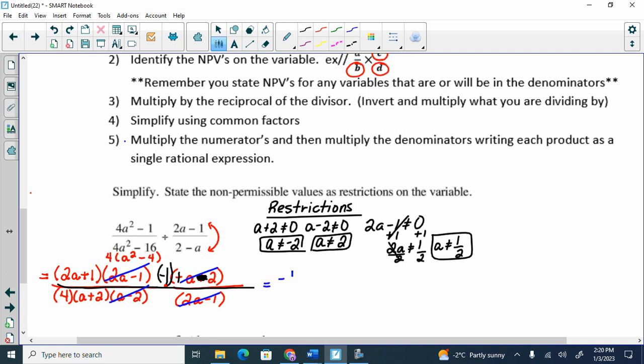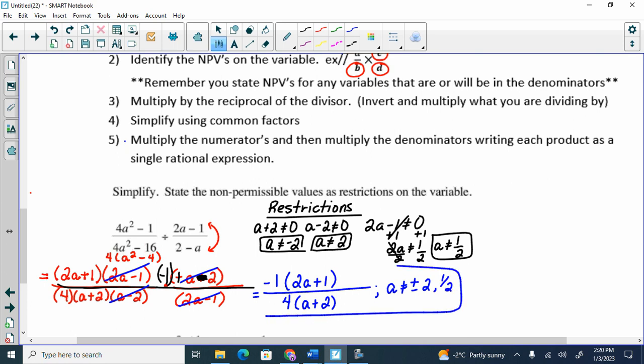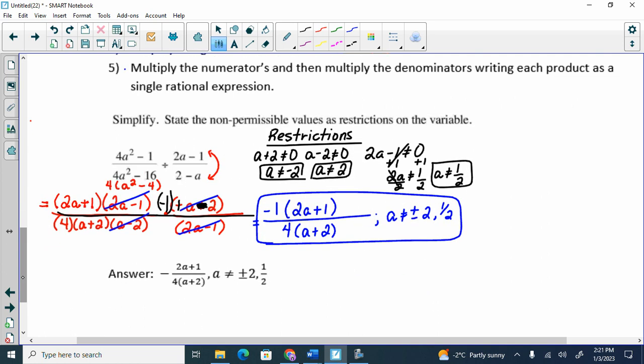So we get negative 1, 2a plus 1, all over 4, a plus 2, a can't equal plus or minus 2, and a half. And there you go.